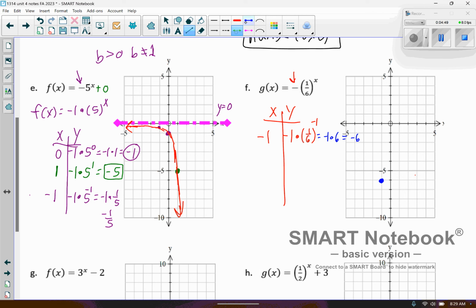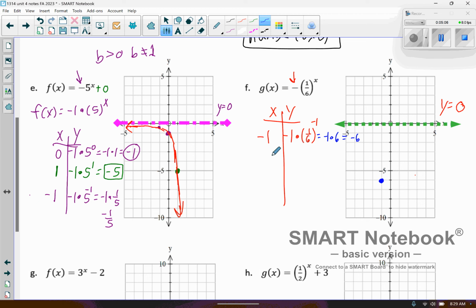So my horizontal asymptote again is just going to be at y equals 0. That will change on the next problem. We'll get something a little different, but I do have y equals 0 again as my horizontal asymptote. Okay, let's find a couple more points.